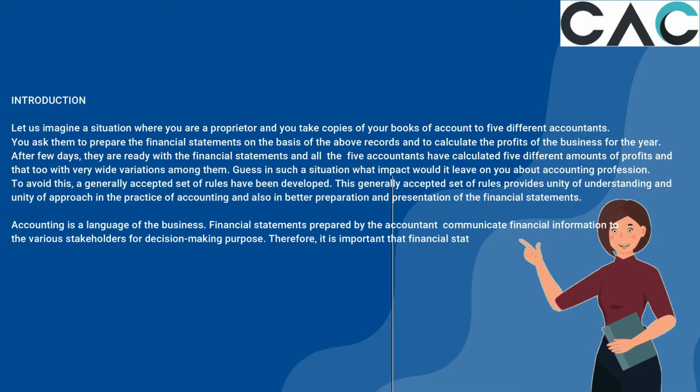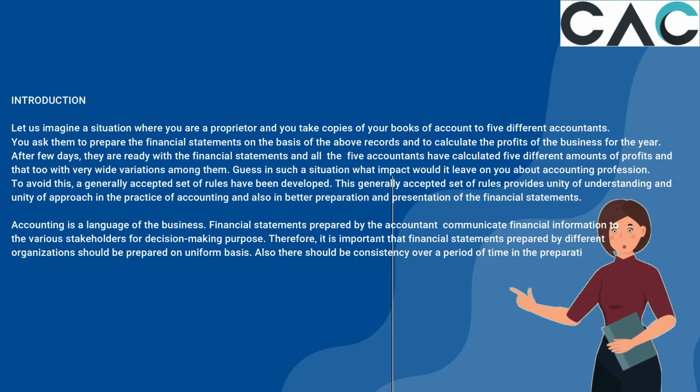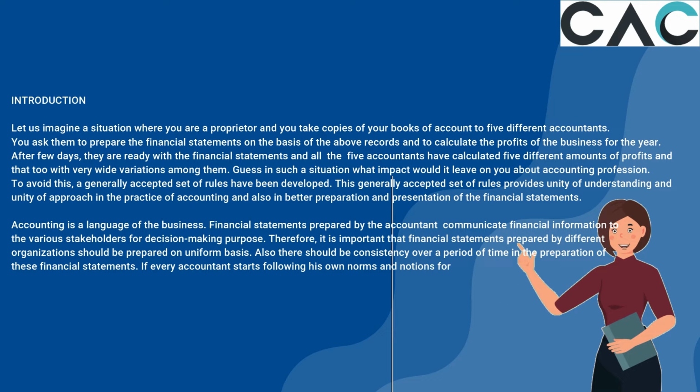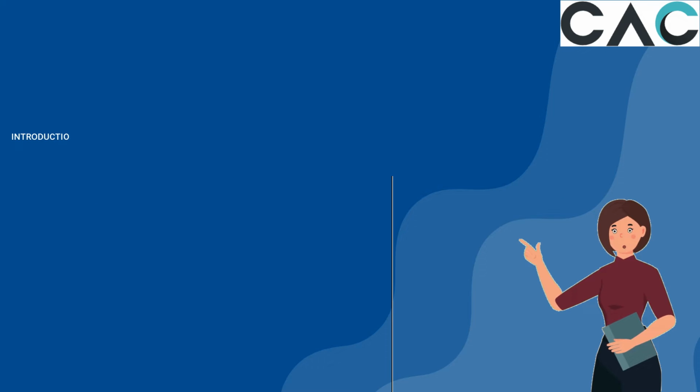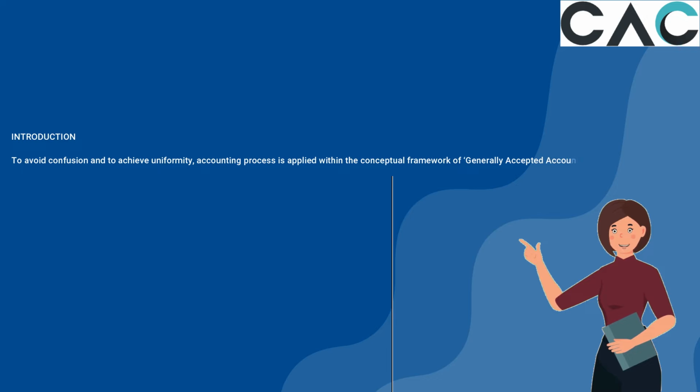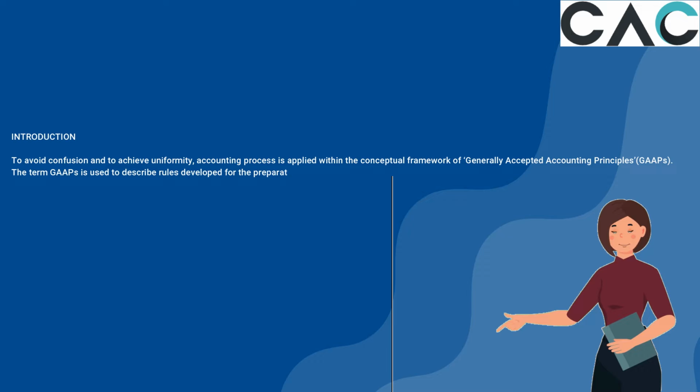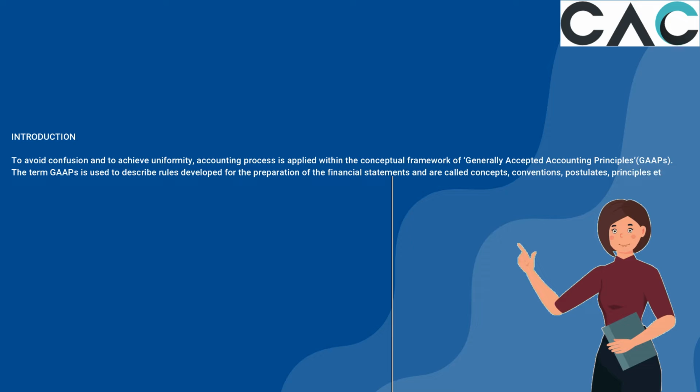Therefore, it is important that financial statements prepared by different organizations should be prepared on a uniform basis. Also, there should be consistency over a period of time in the preparation of these financial statements. If every accountant starts following his own norms and notions for accounting of different items, then there will be utter confusion. To avoid confusion and to achieve uniformity, the accounting process is applied within the conceptual framework of generally accepted accounting principles, GAAPs. The term GAAPs is used to describe rules developed for the preparation of the financial statements and are called concepts, conventions, postulates, principles, etc.